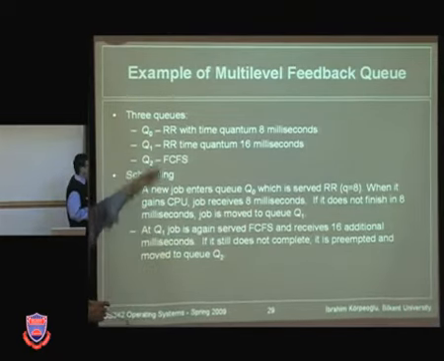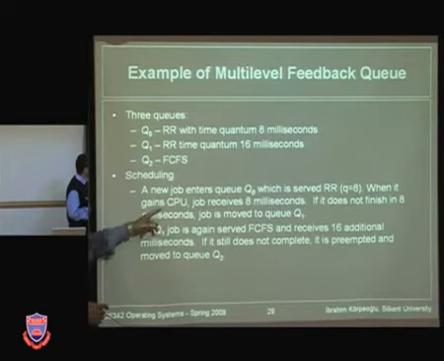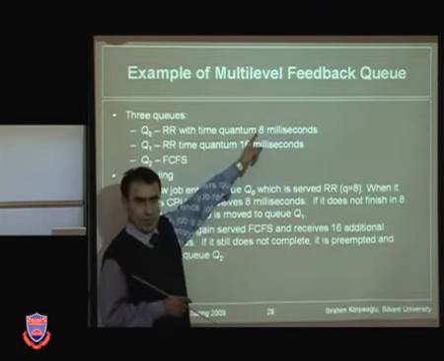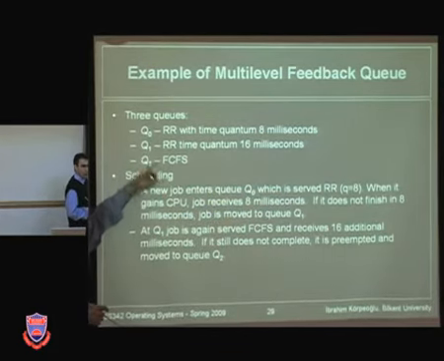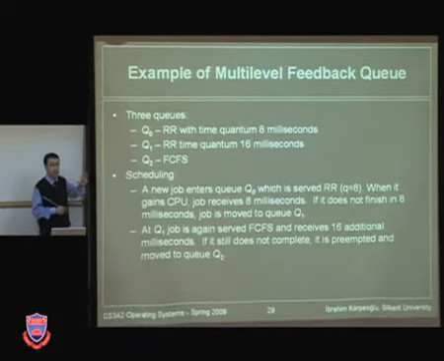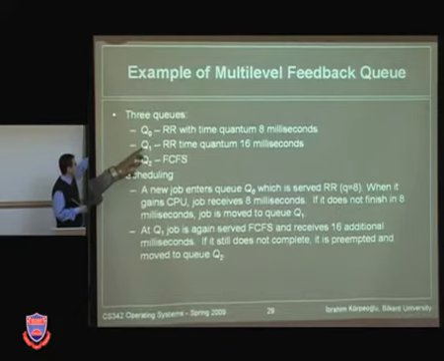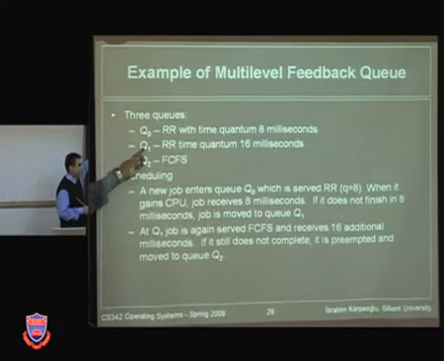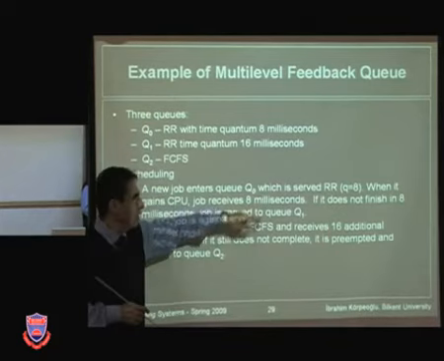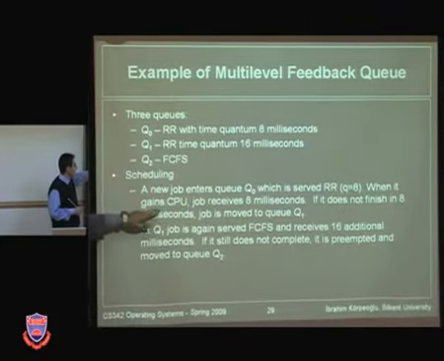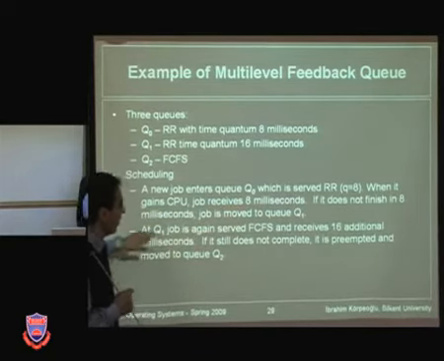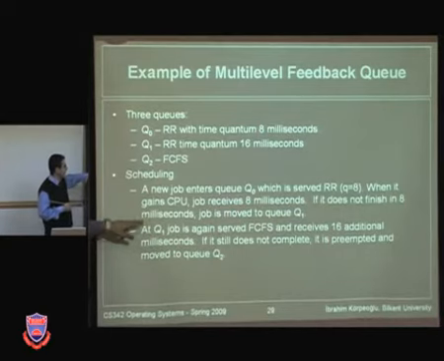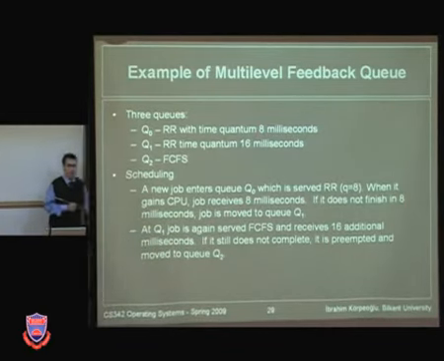So when the process is given the CPU, if it stays in the CPU for more than 8 milliseconds, of course it cannot, but if it expires its time quantum, then it is moved to the next queue because the system considers it to be a little bit CPU bound process. It can still be interactive, but it is more CPU bound than the process here, so it is moved to the second queue, okay? So a new job enters Q0, which is served with round robin, but when it gains the CPU, if it receives 8 milliseconds of CPU and exhausts its time slice, that means if it doesn't finish in 8 milliseconds, then it is moved to the second queue.